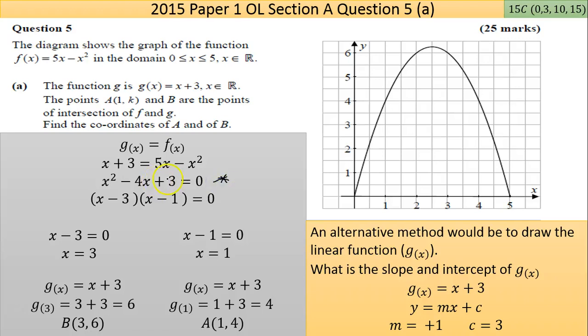I'm solving that using the fast method. So basically I'm looking for what numbers will multiply to give plus 3 and add to give negative 4. Okay, so 3 times 1 would multiply to give 3, but also minus 3 times minus 1 would multiply to give plus 3. Now, which of those two pairs of numbers would add to give negative 4?